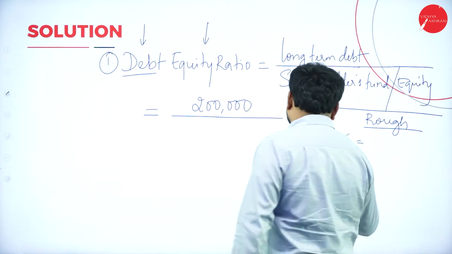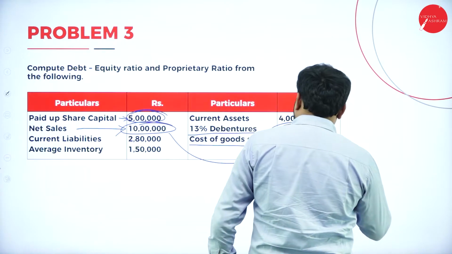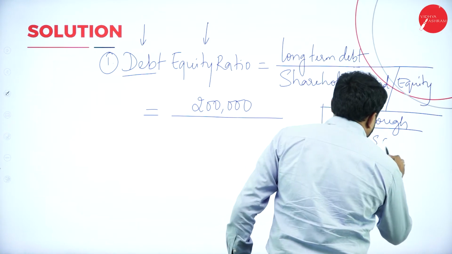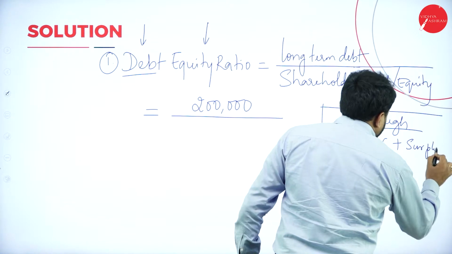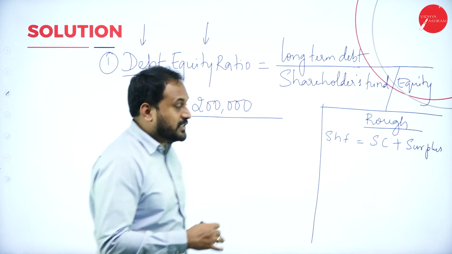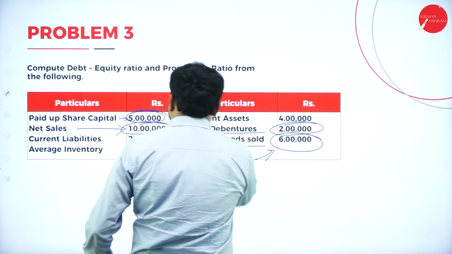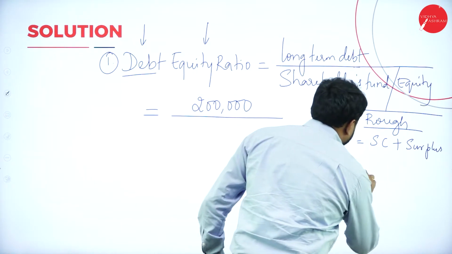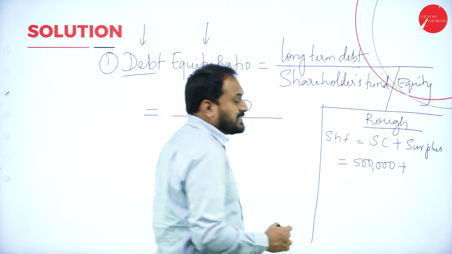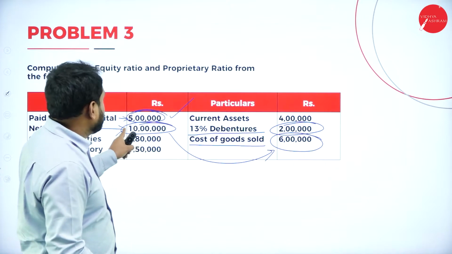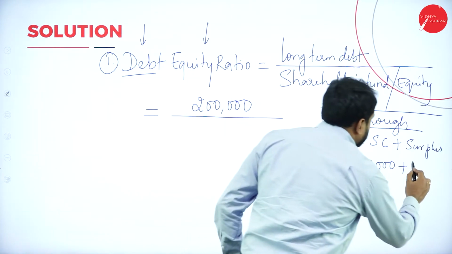So we have something like this. Shareholders fund is divided like this. We have paid up share capital, that is, here we'll write share capital, plus we have something called surplus. Now the surplus is from the profit and loss account itself. So I'll write here share capital is 5 lakh. Plus the surplus here is 10 lakh minus 6 lakh, which is 4 lakh. So I'll write here 4 lakh.